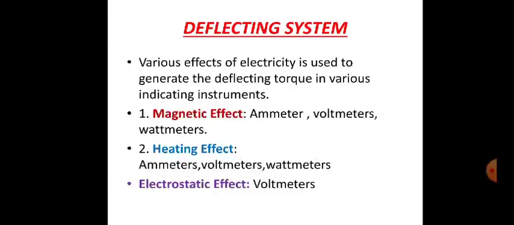Now we come to the deflecting system. What is that? We have previously told that the deflecting torque is produced by utilizing various effects of electricity. Now, what are these effects? The magnetic effect, which we utilize in the construction of the ammeters, voltmeters, watt meters, etc. Heating effect is utilized in ammeters, voltmeters, watt meters, etc. Electrostatic effect is utilized in voltmeters, etc.